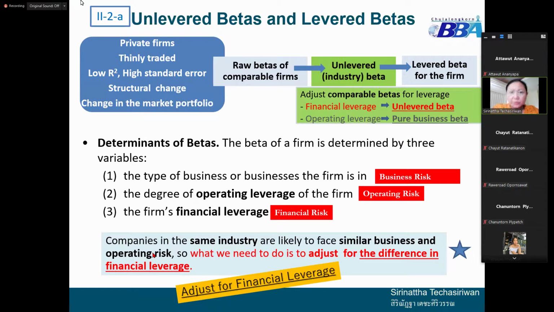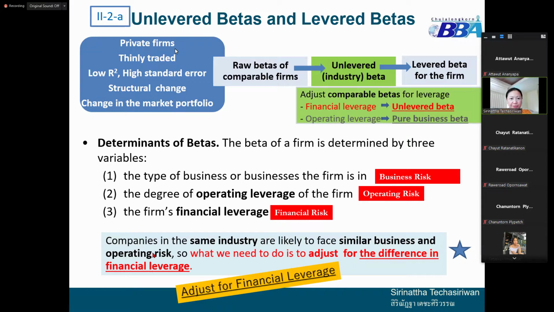Hello. So today we will continue our discussion on the estimation of beta. Normally, we can look for beta from data providers such as Bloomberg. But in some cases, the beta that is run from the regression, or provided by the data provider, cannot be used. This will be the case that I list here for private companies.